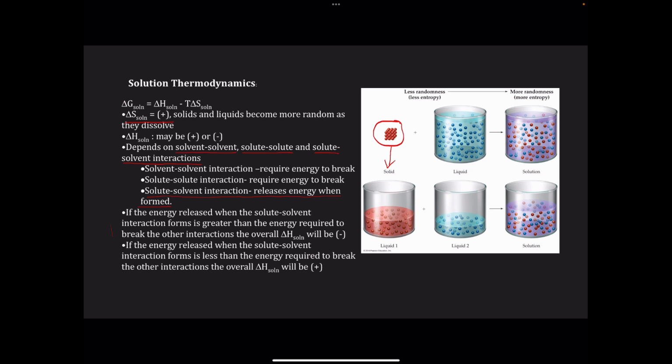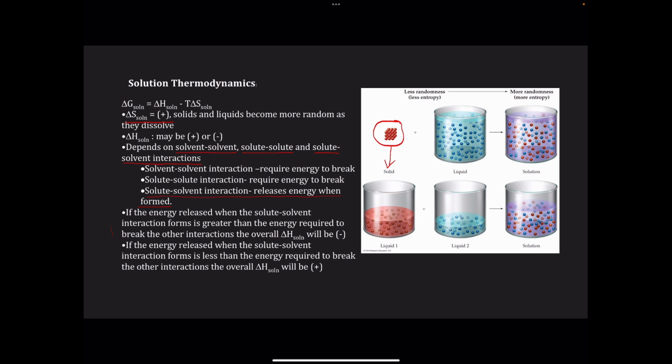So if the energy released when the solute-solvent interactions form is greater than the energy required to break the interactions, then overall delta H will be negative. And if that's the case, that solution formation will be spontaneous. Now, if the energy released when the solute-solvent interaction forms is less than the energy it takes to break the overall interactions, then it's going to be positive.